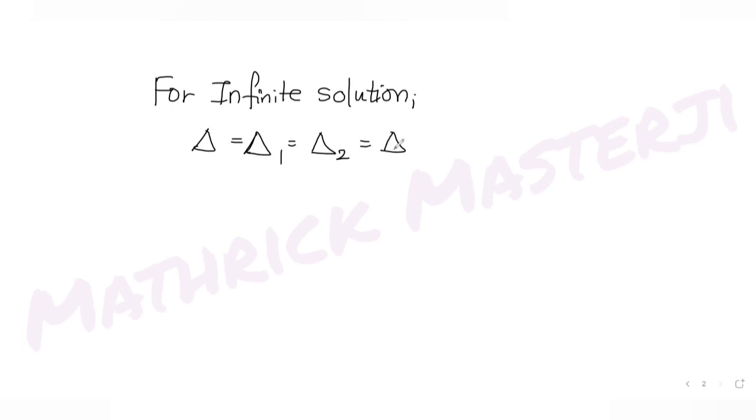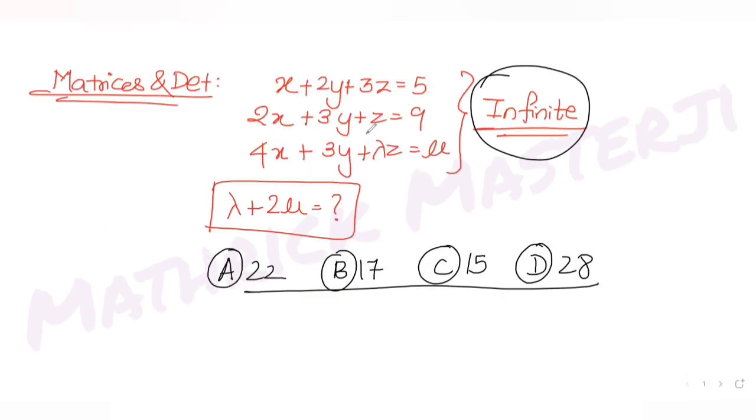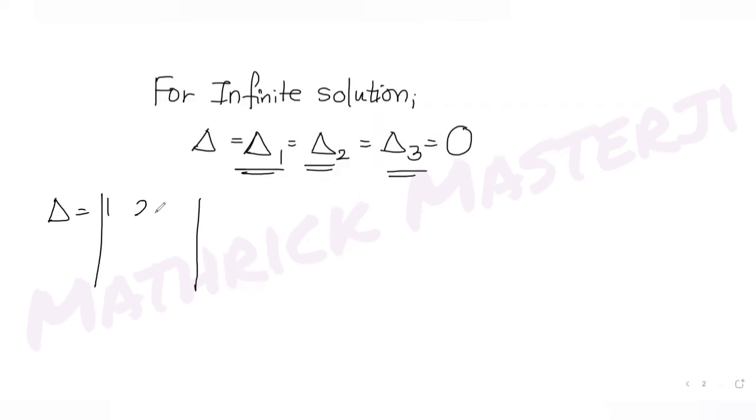So if they have an infinite number of solutions, we know the condition that for infinite solutions, the determinant Δ of all the coefficients of x, y, and z is equal to Δ1, Δ2, Δ3, and it's also equal to 0. Let's understand what Δ1, Δ2, and Δ3 are here. Δ is nothing but the determinant of the coefficients of the variables that we have: 1, 2, 3, 2, 3, 1, and 4, 3, λ.